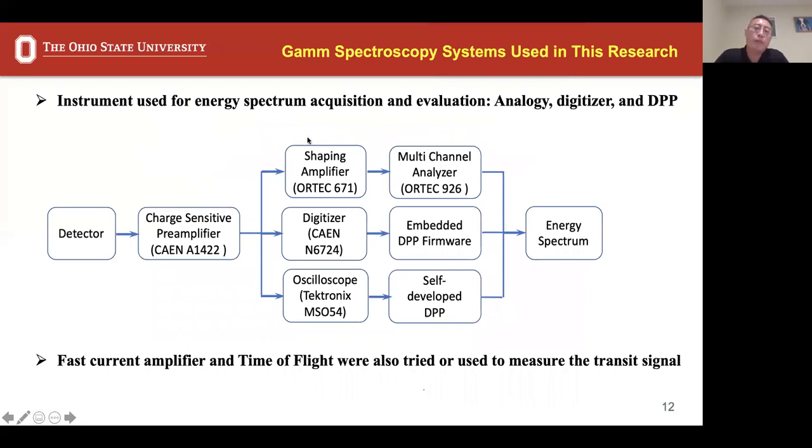So what has been used for this research? We actually applied all of them. We tried an analog system, and we used the digitizer. We also have our own developed digital post-processing, to process the signal from an oscilloscope, which is a full capture of waveform data. We capture that and can save it into a spreadsheet or use it in MATLAB to run this data analysis, really getting rid of all this analog system except for the ADC part.